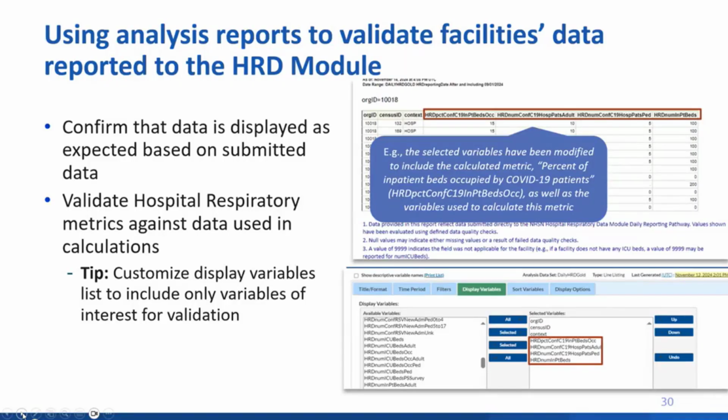For example, the selected variables have been modified to include the calculated metric, percent of inpatient beds occupied by COVID-19 patients, as well as the variables used to calculate this metric. Next, Emily Witt will be presenting to you on how to use the Hospital Respiratory Data module to access completeness of reporting. Thank you.